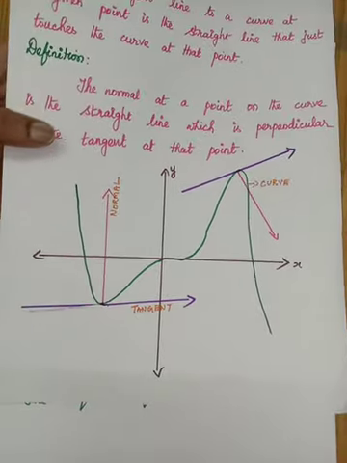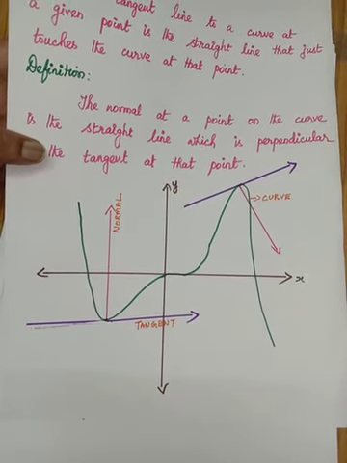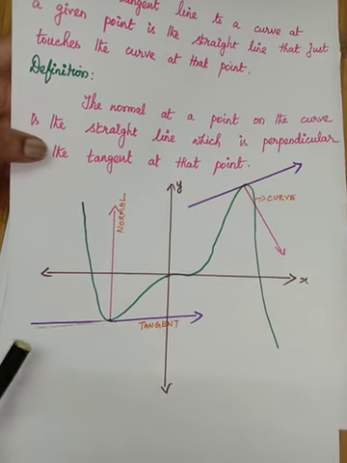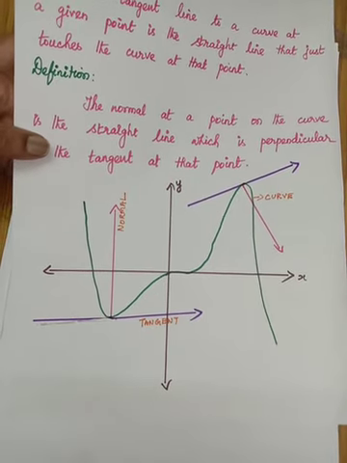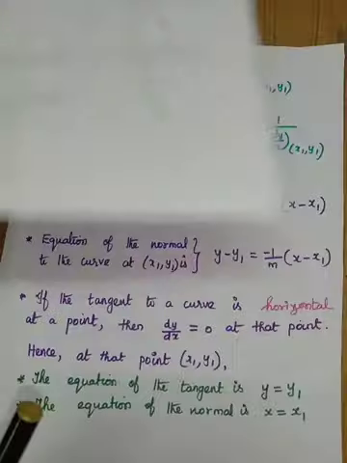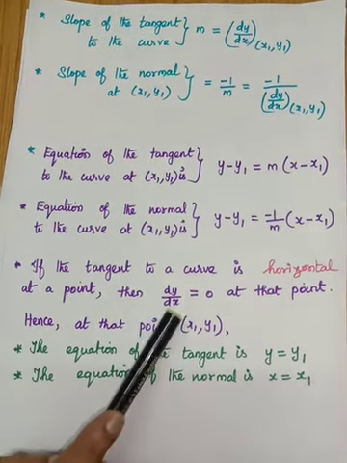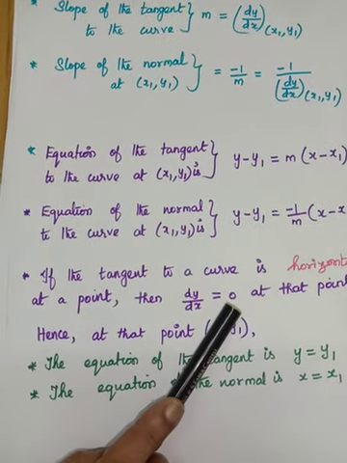For the slope, we can use another formula, m is equal to tan theta. Here theta is equal to 0. But tan 0 is equal to 0. So, m is equal to 0. So, m is nothing but dy by dx at x1, y1, that is equal to 0.